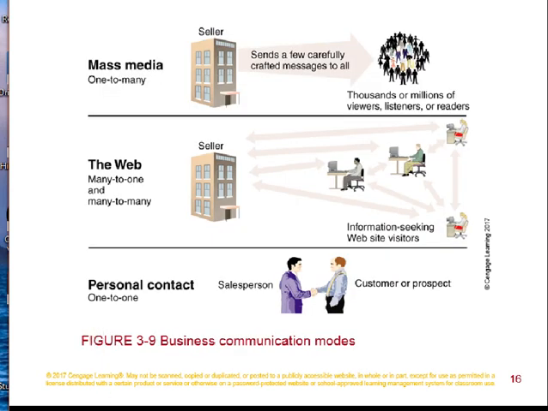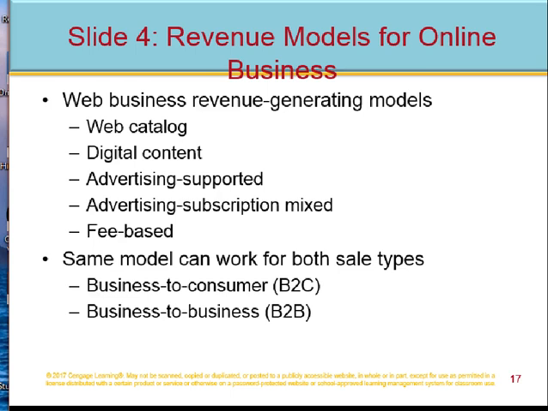And here we see the different models. Mass media is one-to-many, and it sends a few carefully crafted messages to thousands or millions of people. The web is many-to-one and many-to-many. You have information-seeking website visitors that go to visit your site, and you can also, through search engines, encourage them to visit your site as well. And then personal contact is one-to-one. You have a person meeting with a prospect. And just to finish up, we recap where we began. These models can work for both types of sales, business to consumer and business to business.